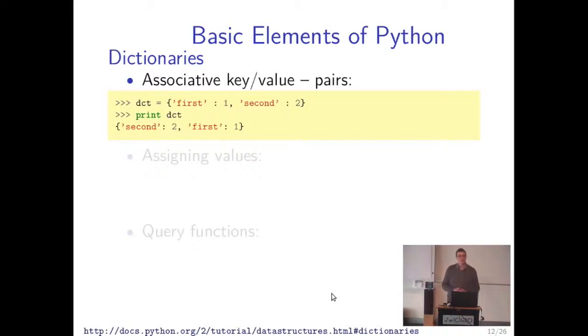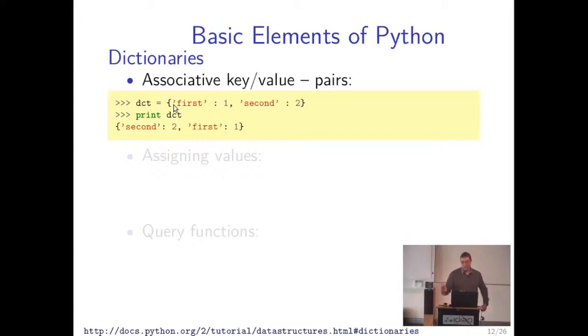The next data type that you will quite often use in Python is the dictionary, which is similar to a list, but instead of indexing with integral values, you can index it with basically everything. So a dictionary is a list of associative key-value pairs.